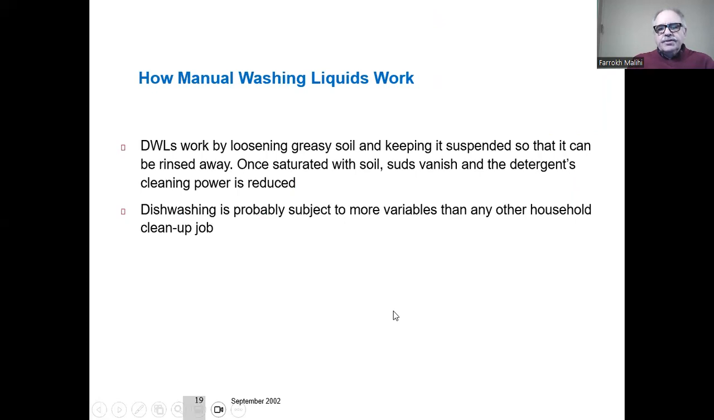All right. The way dishwashing liquids work is that they loosen greasy soils and keep it suspended so that it can be rinsed away. Once saturated with soil, suds vanish and the detergent's cleaning power is reduced. This process is subject to many variables: thermal energy, mechanical energy, type of soils, type of substrate. So it's a very complex process.